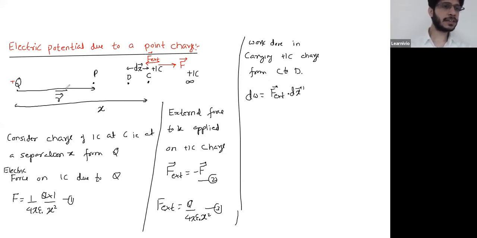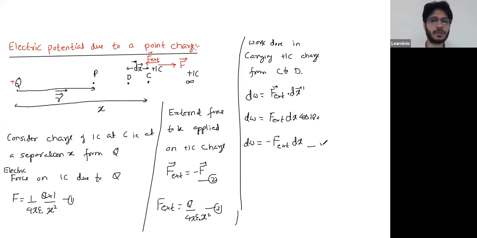This R is acting to the right hand side direction. So all position vectors are acting to the right hand side direction. Even this dx is acting in the right hand side direction. So dx is acting to the right, F external is acting to the left. So the angle between them is 180. So you can write your dW as F external dx cos 180. So your dW is minus F external into dx. That is equation number 4. So this is the work done in carrying charge from C to D.